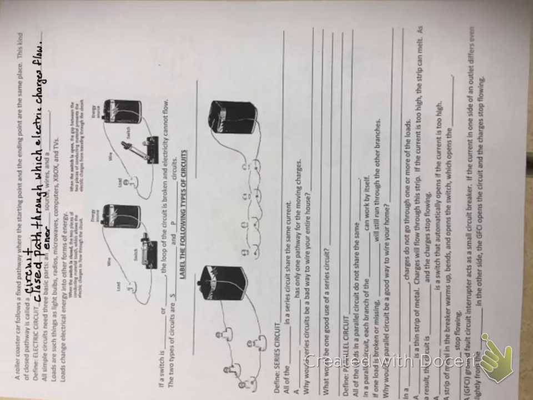An electric circuit is simply a closed path through which electric charges flow. And all simple circuits need three basic parts: an energy source, wires, and a load. Loads are things like light bulbs, radios, microwaves, computers, Xboxes, TVs, anything that is powered by electricity. And loads change electrical energy into other forms of energy.